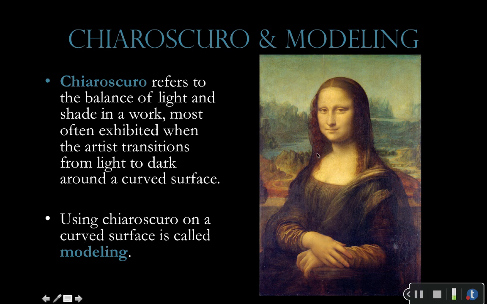And I love to use the Mona Lisa for this, because especially around the curve of her face here, and between her neck and the bottom of her chin, you really see a lot of this beautiful chiaroscuro, which is again this balancing of light and dark in the work, and this beautiful blending of lights and darks, which we also might call modeling. Okay.